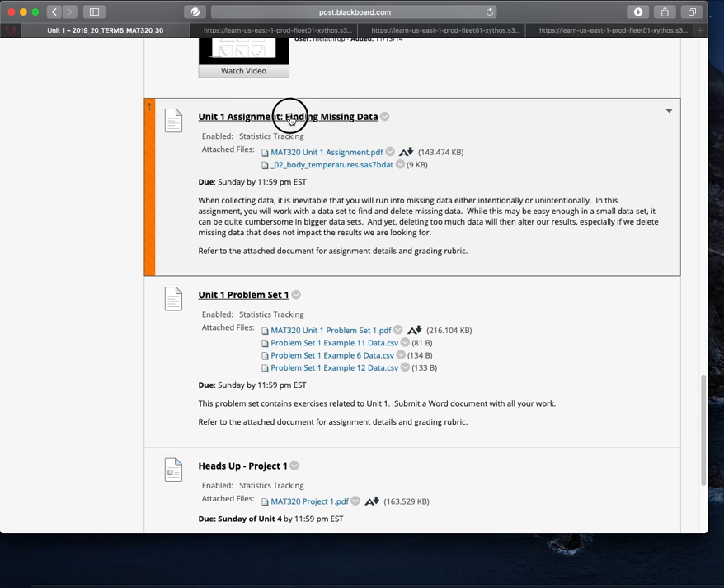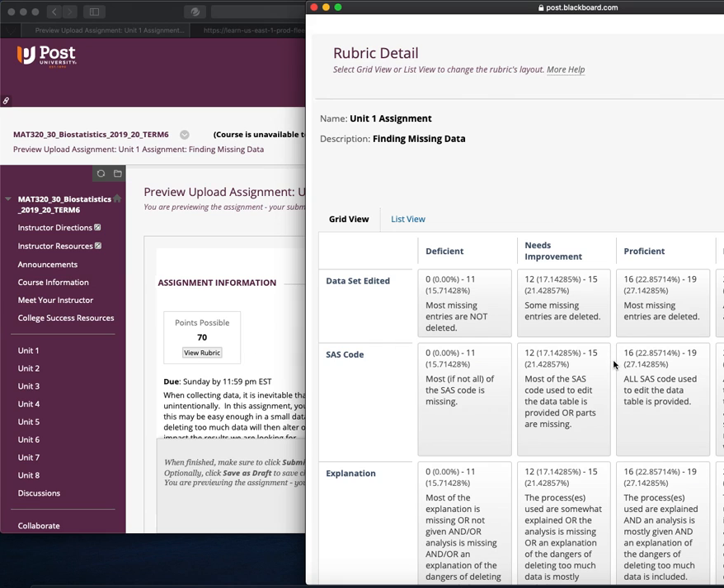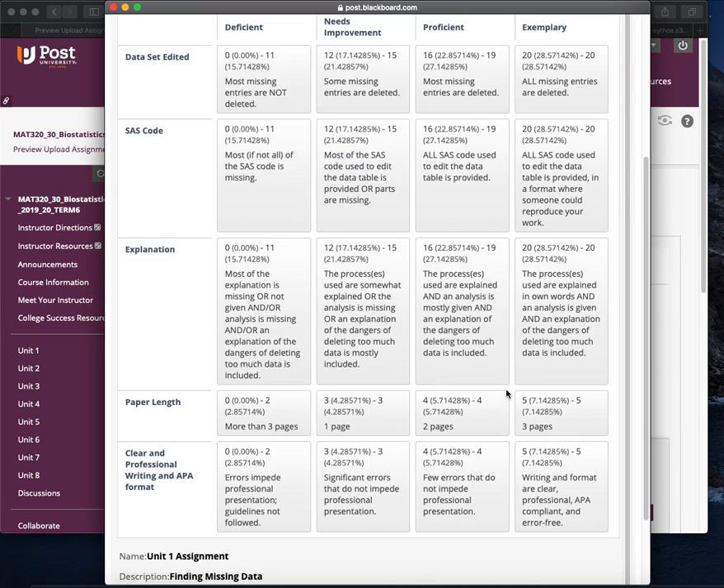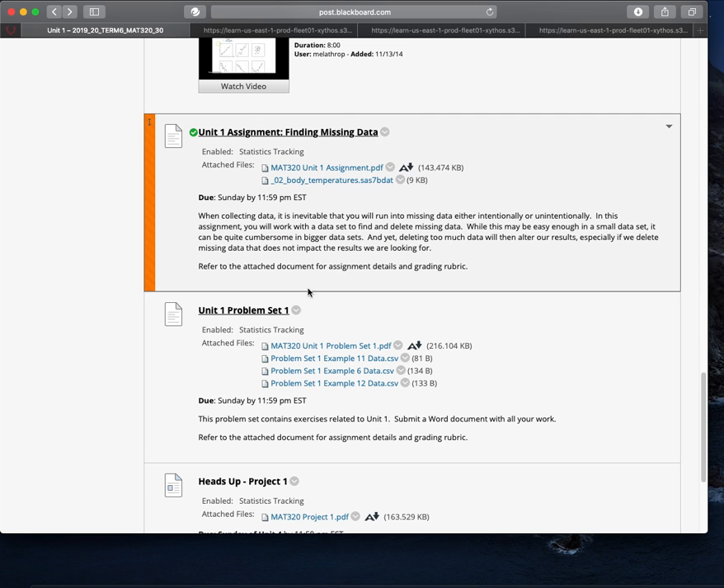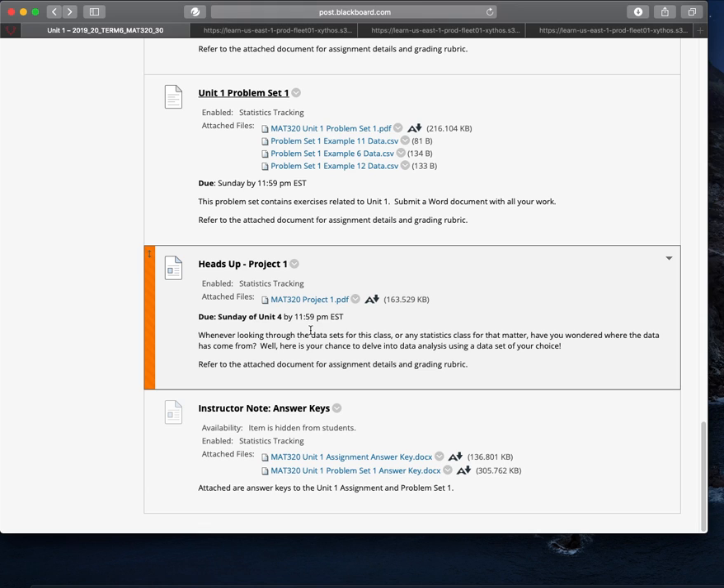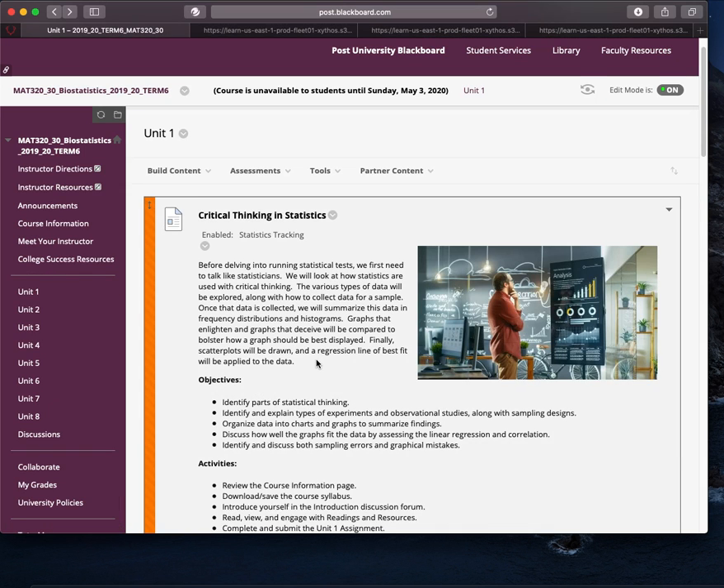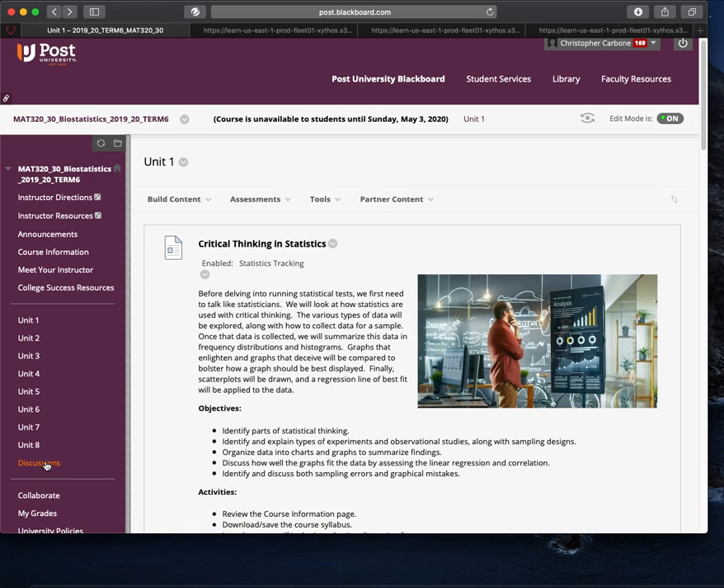You would click on this link here to upload that and see the rubric that I showed before. This one here is the Unit 1 problem set, the project which we just discussed, and, well, those answer keys down there are for me, not for all of you. But that's the general spiel of what Unit 1 will be. Look out for another one of my videos discussing this actual Unit 1 for you to see that stuff.